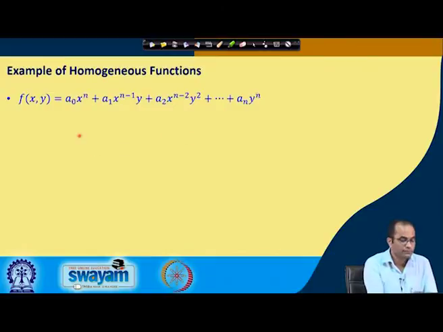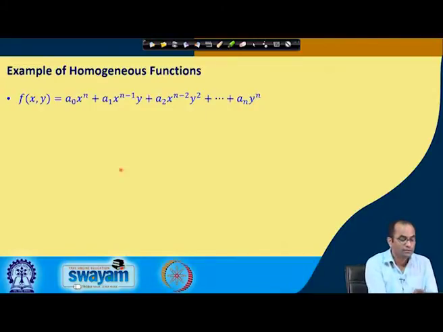So, these are examples of homogeneous functions. We consider, for example, f x y equal to a 0 x power n plus a 1 x power n minus 1 into y, again x power n minus 2 y square, and so on, up to a n y power n. So, what we observe is that this is a homogeneous function of order n.